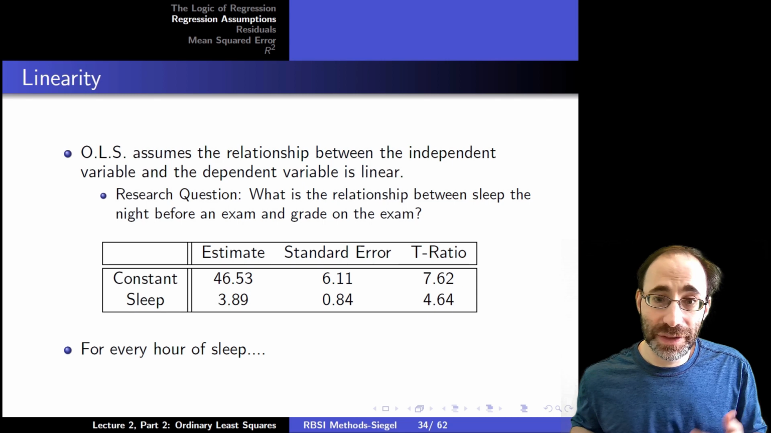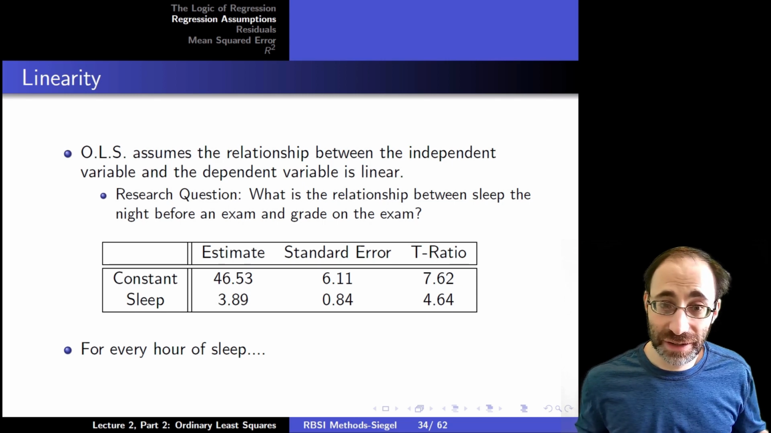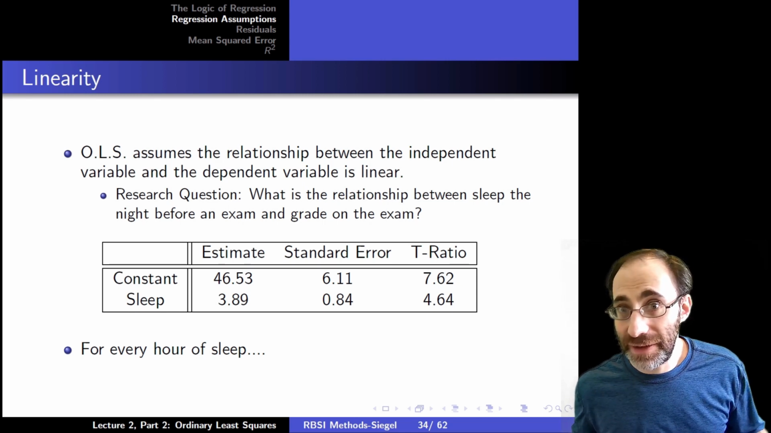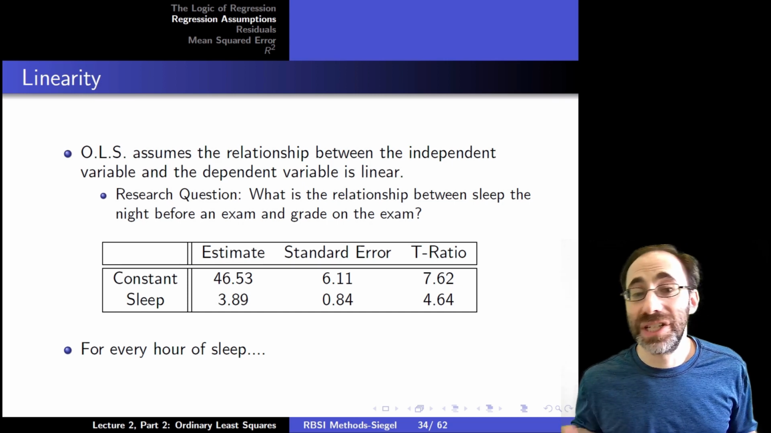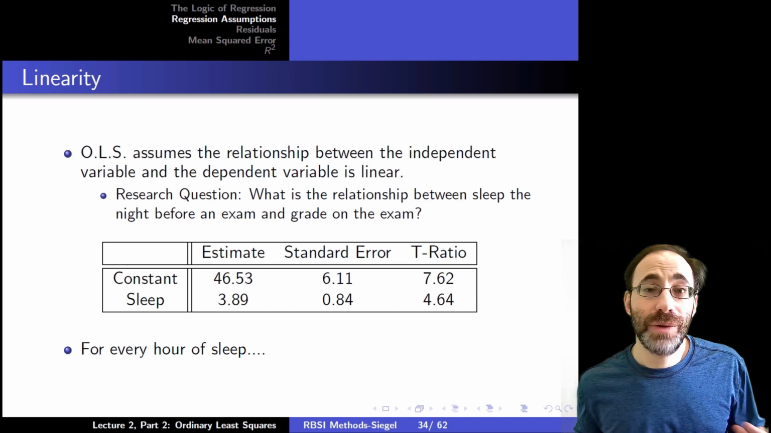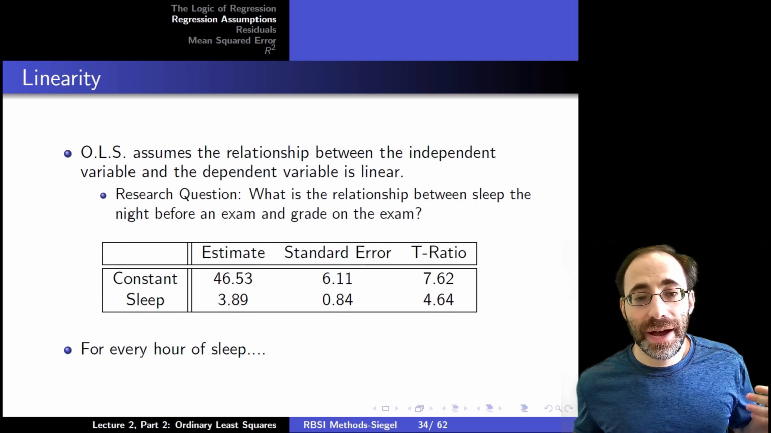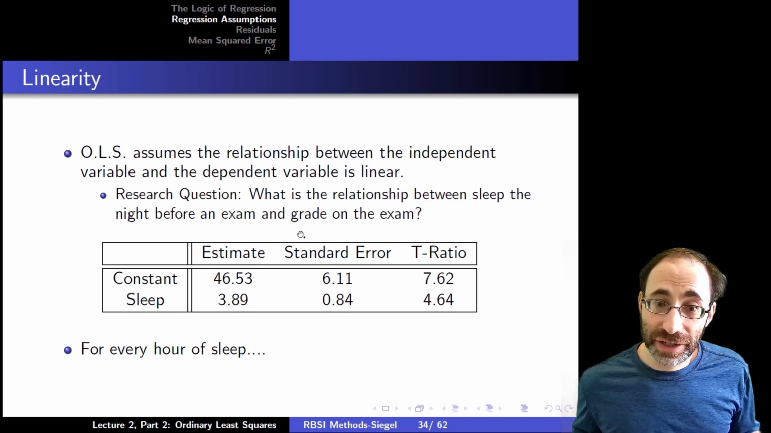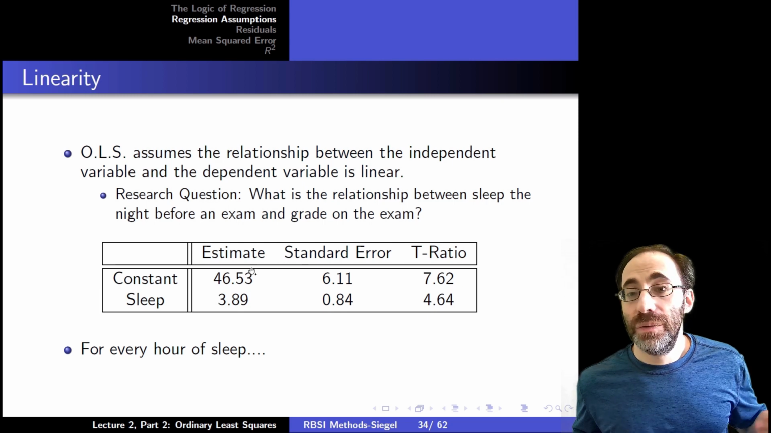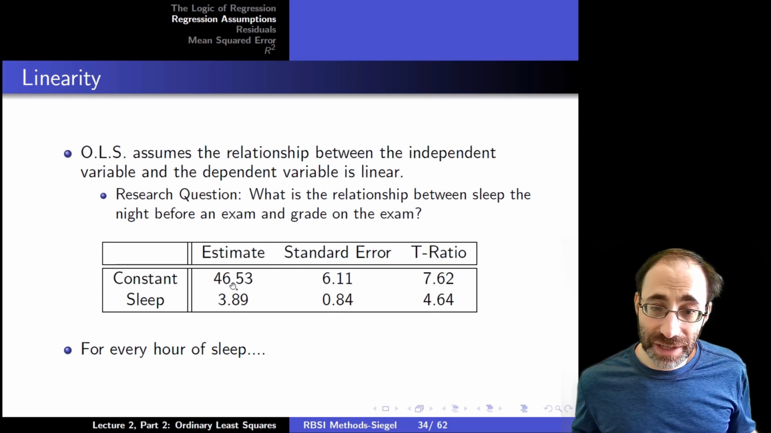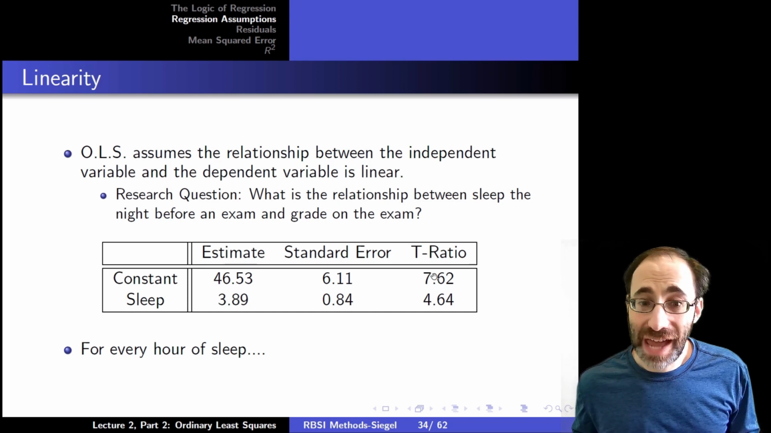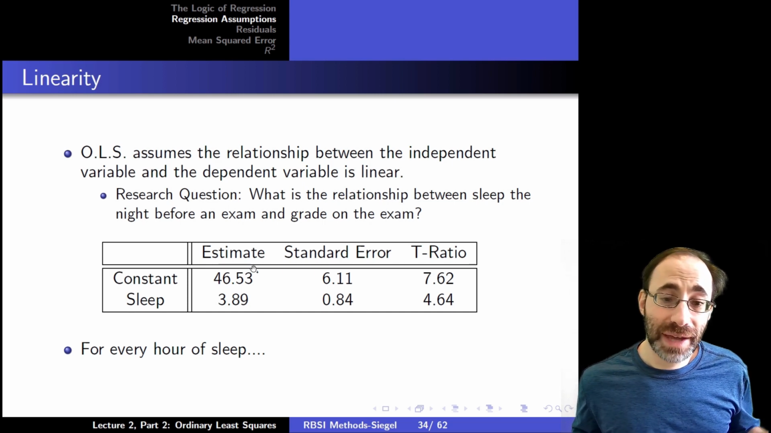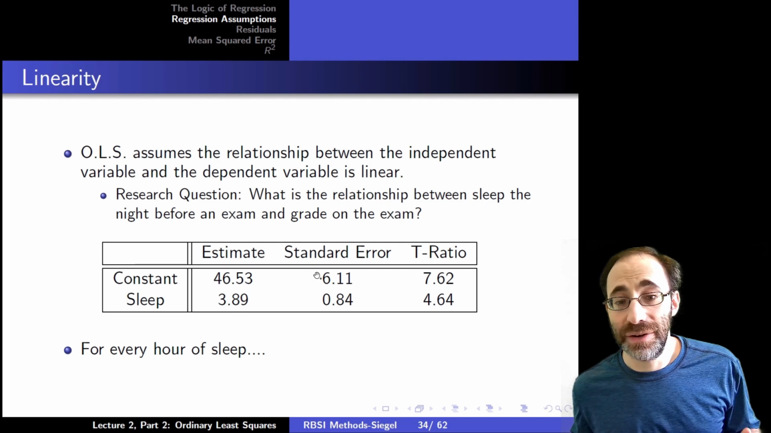So OLS, ordinary least squares, assumes the relationship is linear between the independent and the dependent variables. So here's a question. What's the relationship between sleep the night before an exam and the grade on the exam? This is fake. So we can do a regression with some data. We get an estimate for the constant of about 47 with some error. This t-ratio here has already been calculated for you: the estimate divided by the standard error.